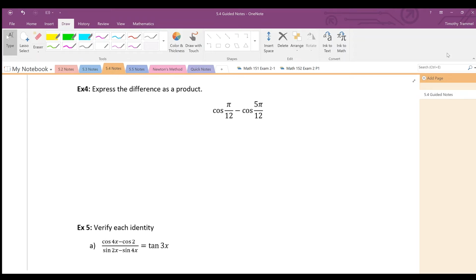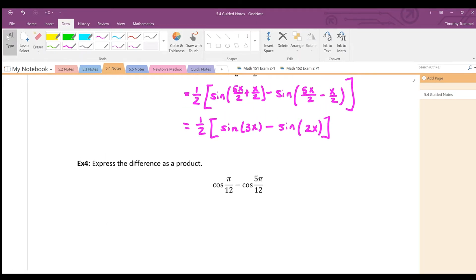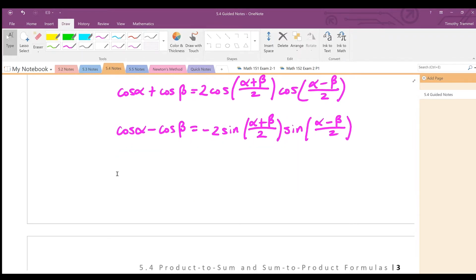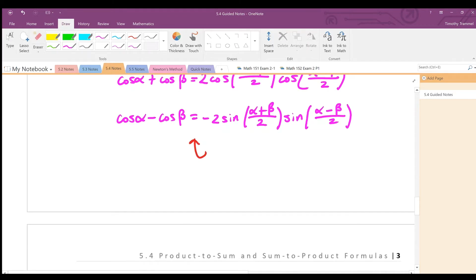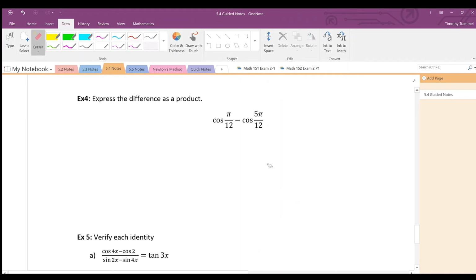Example 4, express the difference as a product. So this will be one of the identities from the previous page. We're going to want to look for cosine of an angle minus cosine of an angle. So that's this very bottom one here. So it looks like we're going to want minus 2 sine, and then it was the sum of the two angles divided by 2.